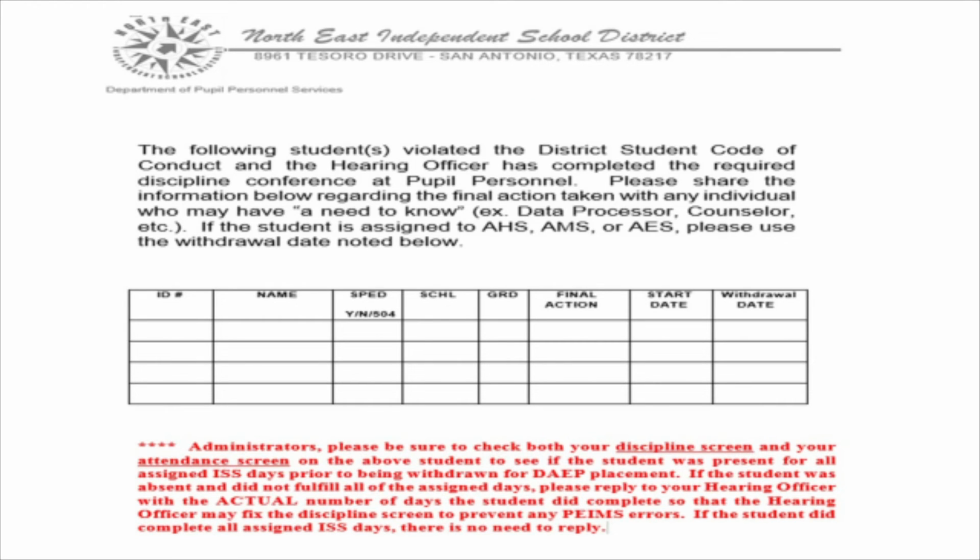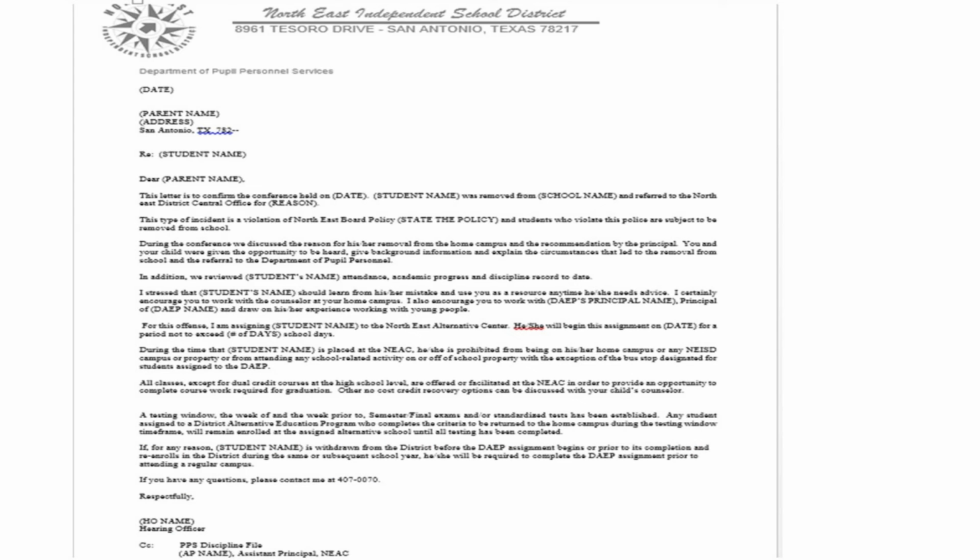After the hearing officer has conducted the evidentiary conference and the student is placed at the DAEP as a result of the conference, the hearing officer will email the home campus and DAEP administrator, data processor, and counselor, if the campus has one, a notification informing them of the student's placement. The hearing officer will also fax the home campus and DAEP administrator a copy of the parent letter of placement. A copy of both of these documents should be placed in the student's discipline file for state auditing purposes.